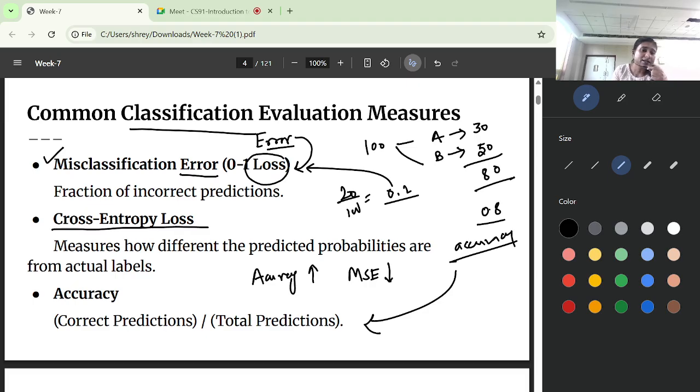In between, it is written as cross entropy loss. It measures how different the predicted probabilities are from the actual labels. This cross entropy loss is generally treated as a loss function. For performance we do not treat it as evaluation; we treat it as evaluation in terms of losses. Whenever you are going to optimize, the main optimization function used there is cross entropy loss. It works on the formulation of how far your predicted probabilities are from the actual labels.